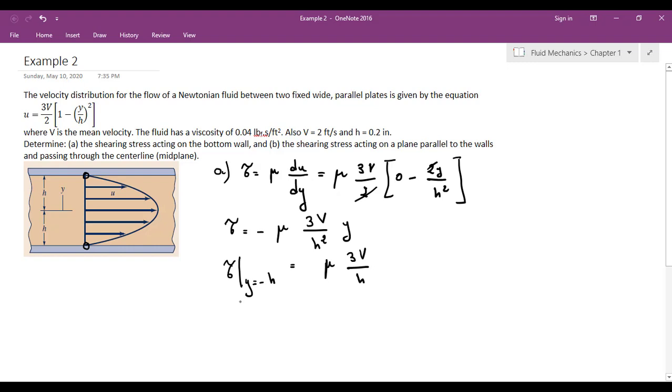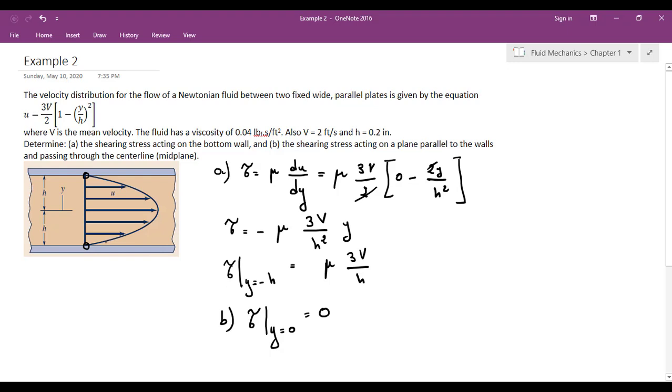Okay. For part B, the shearing stress acting on a plane parallel to the walls and passing through the center line. That means we need to evaluate the shear stress at y equal to 0. So at y equal to 0, the shearing stress will be equal to 0.